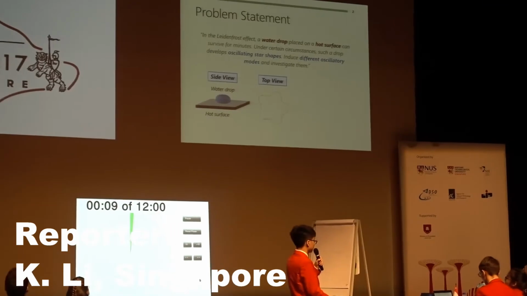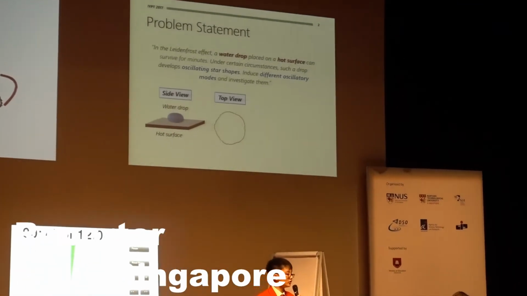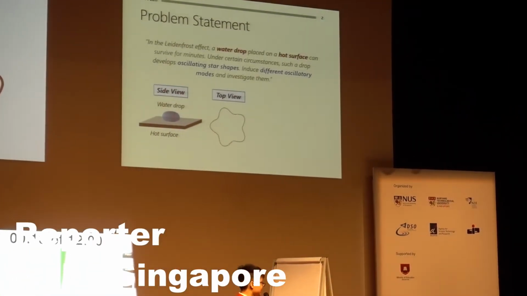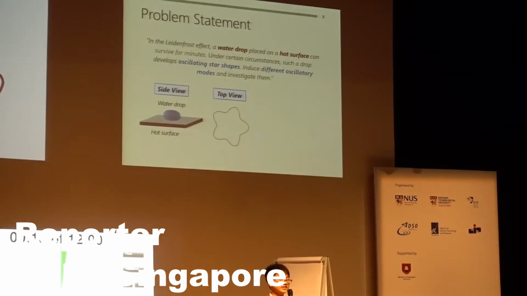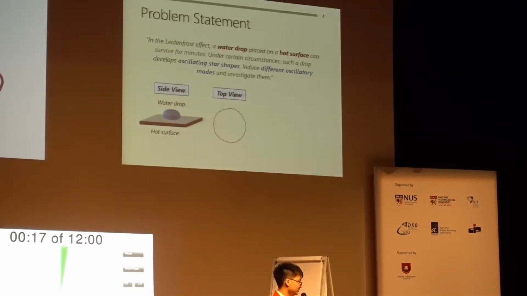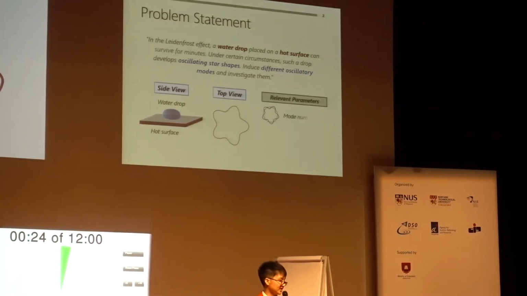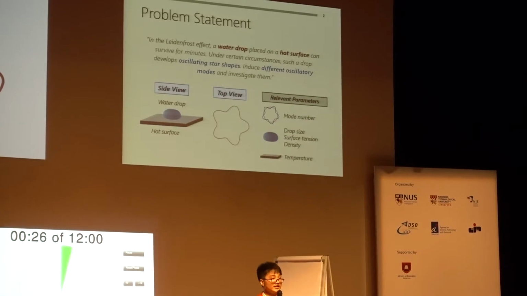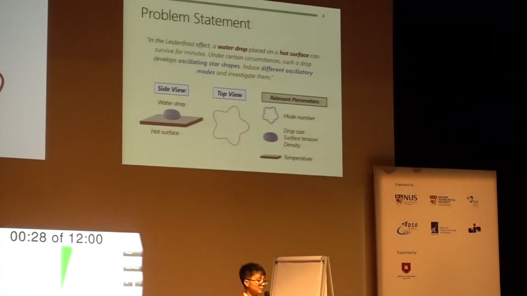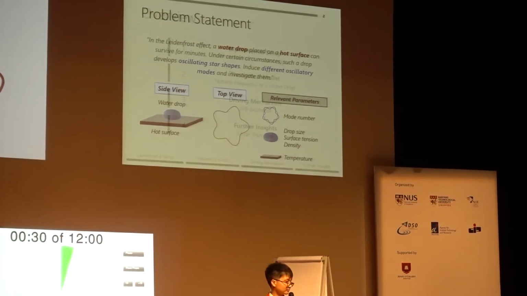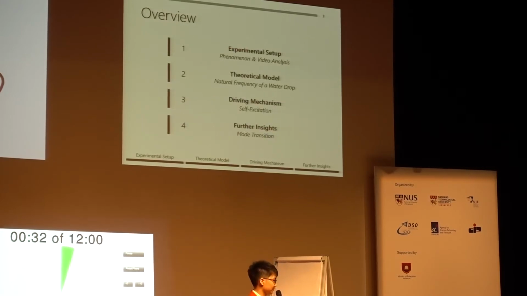I'm Kanchon from Singapore, and today I'll be presenting on problem number 5, Leidenfrost stars. The problem statement tells us to place a water drop on a hot surface, and under certain circumstances, it develops oscillating star shapes. We're to induce different oscillatory modes and investigate them. The relevant parameters include the mode number of oscillation, the size, surface tension, and density of the drop, and the substrate temperature.